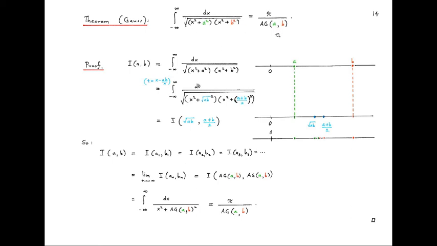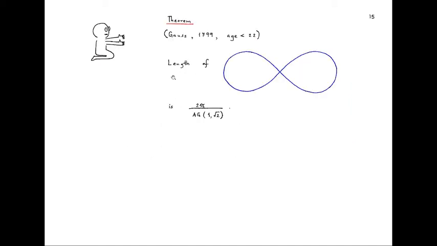And in this manner, he showed that this integral is the same as pi divided by the arithmetic-geometric mean. And using this fact, he could calculate the length of the lemniscate as 2 pi divided by the arithmetic-geometric mean of 1 and root 2. It's unclear when he did this exactly, but from his diary entries, one can fathom that this was clearly when he was less than 22 years old. And some claim that in fact he was as young as 14 years when he discovered this. So that's the end of this lecture.